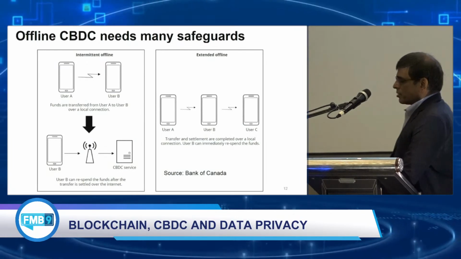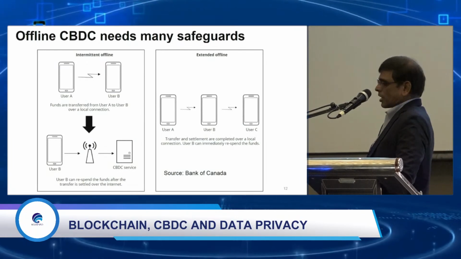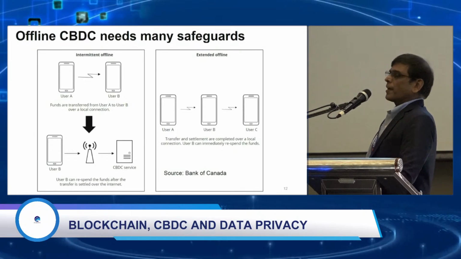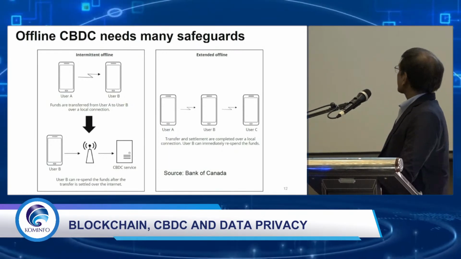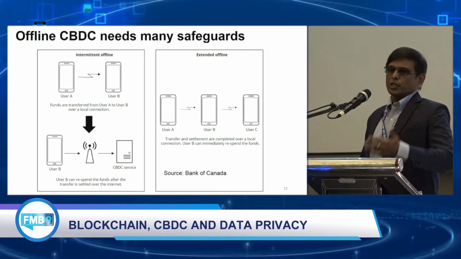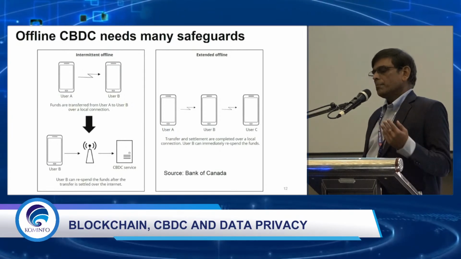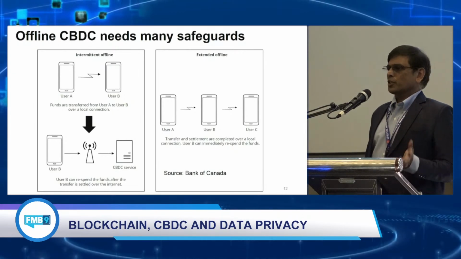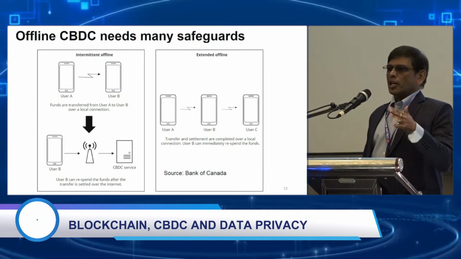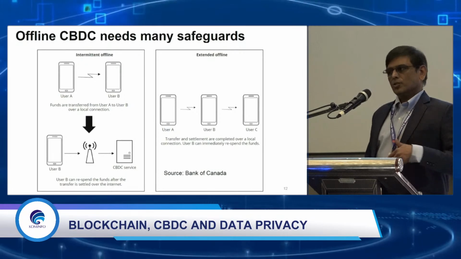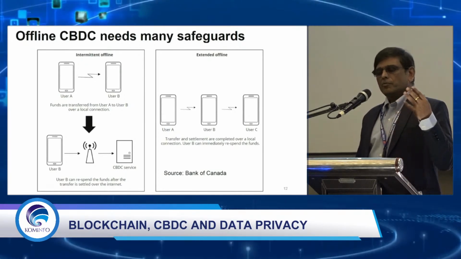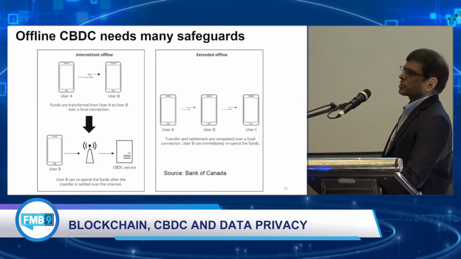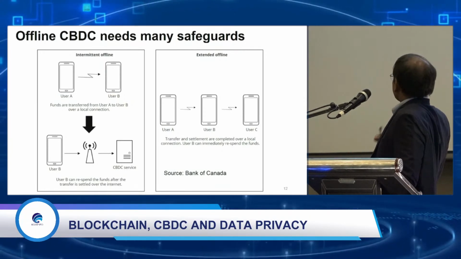Now, offline CBDC needs many, many safeguards. There are two versions of offline CBDCs that are being discussed. One is what is called intermittent. Intermittent basically means that I have a device, I can transfer a CBDC to your device, but you can't transfer that CBDC further to anybody else. If you want to transfer it, you have to first get access to the internet. So I do this device to device using Bluetooth or something, but if you want to transfer this CBDC to somebody else, you need to first connect to the internet. That's called intermittent.